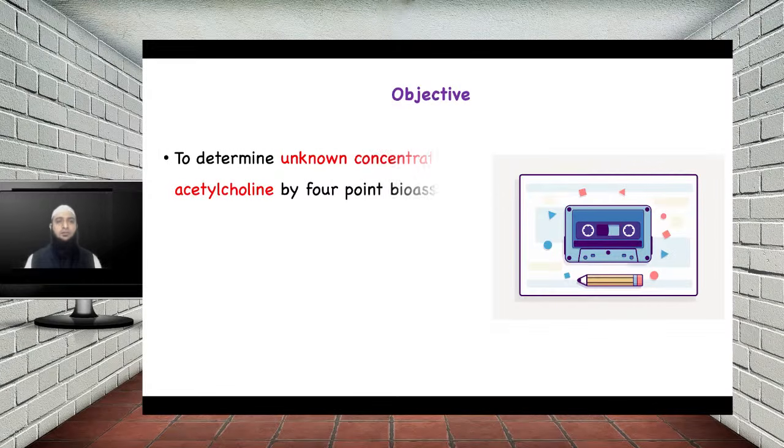The objective of this experiment is to determine the unknown concentration of acetylcholine by 4-point bioassay. So the drug we are using is acetylcholine, and the method that we are using is new, that is the 4-point bioassay method, for determining its unknown concentration.